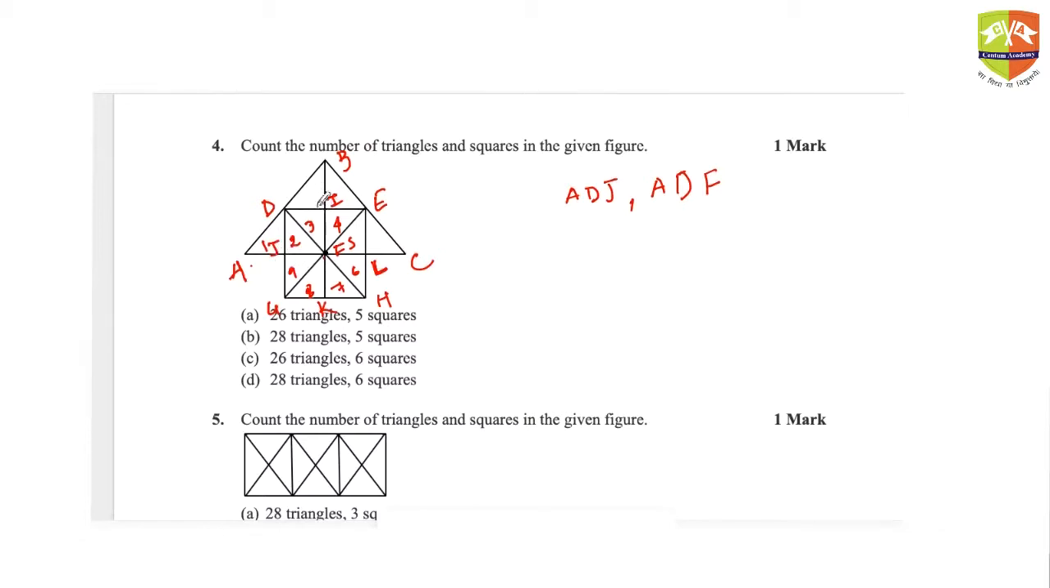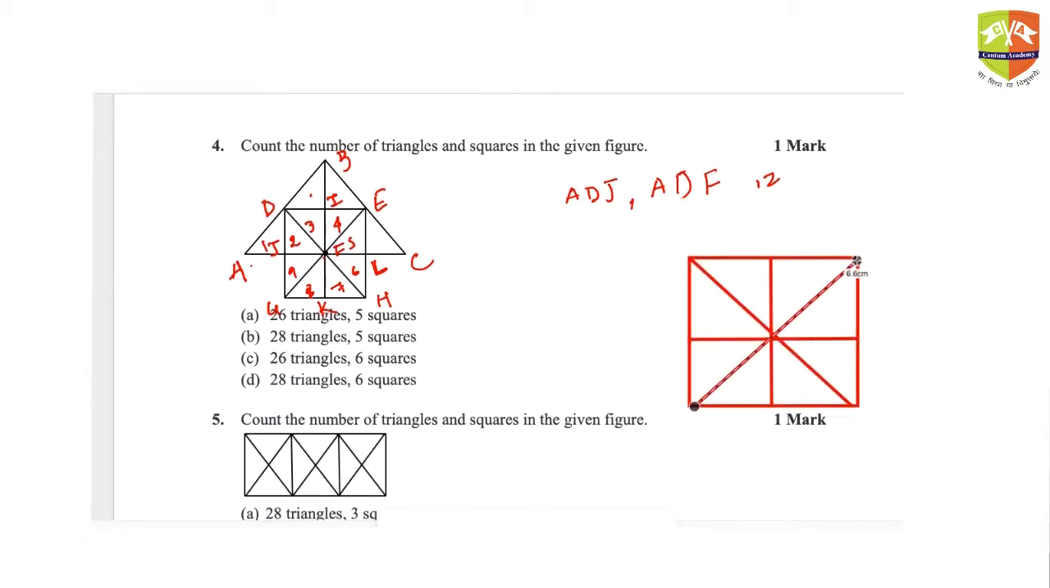Now, how many triangles are you leaving here? You are leaving 1, 2, 3. So 12 triangles you are leaving here. And then you will go for the bigger triangle. So what is the bigger triangle? ADF is a bigger triangle. Now if you look at this square, the square is something like this. So I have to calculate how many triangles, sorry, circles are there.